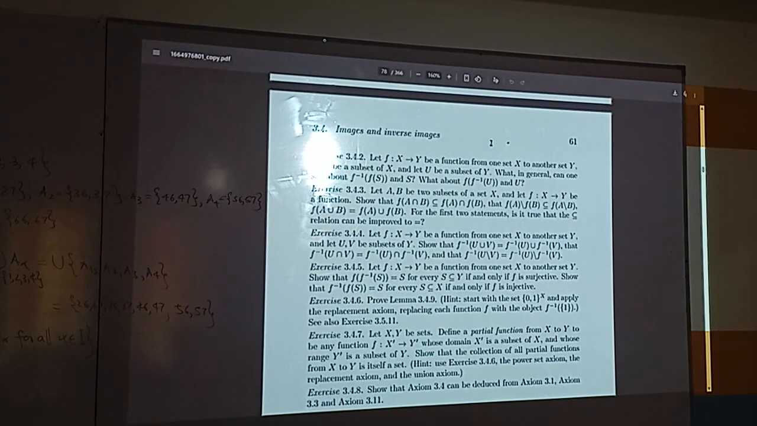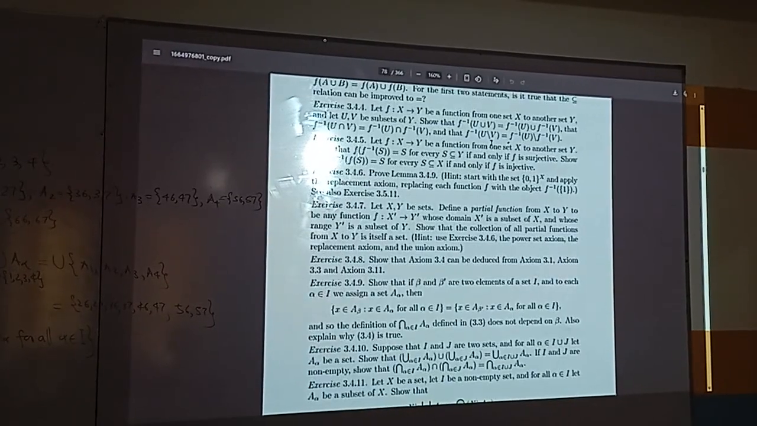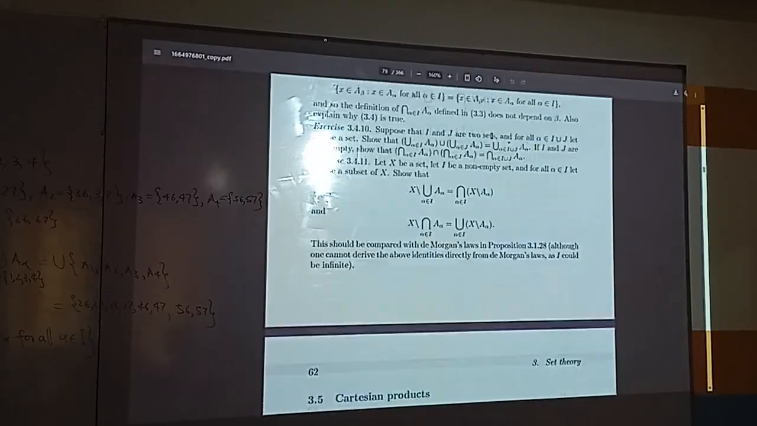If he teaches you, okay, later. Anyway, so there is a bunch of exercises here. I went through them. They are not that difficult, but you have to do them.